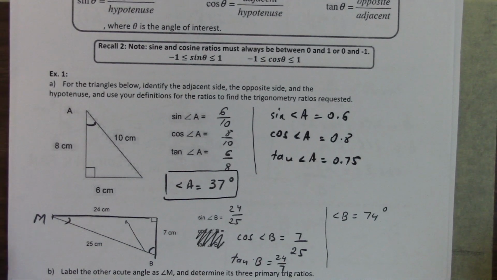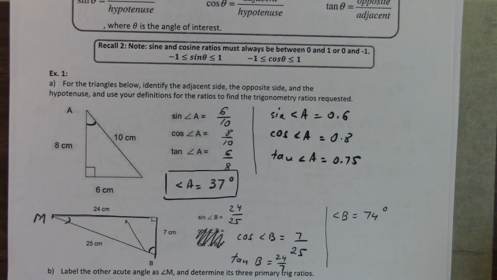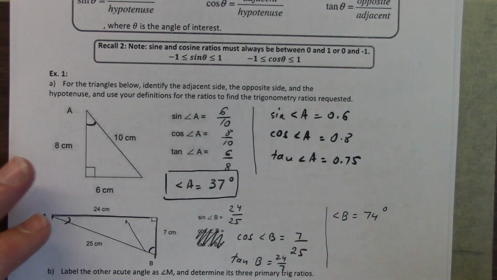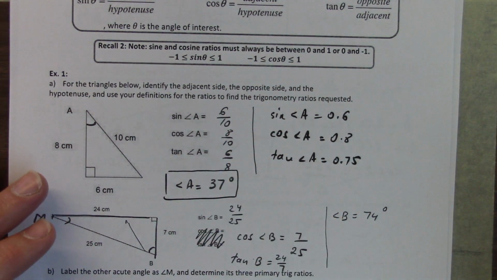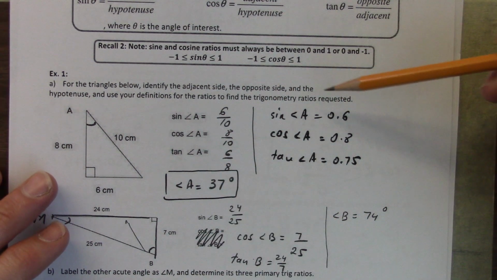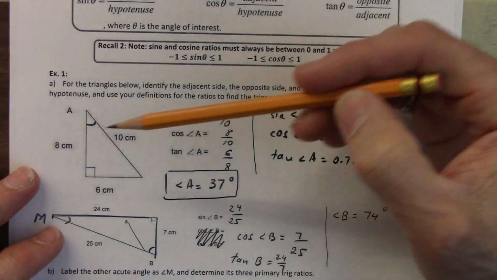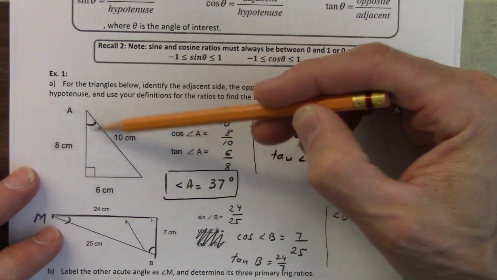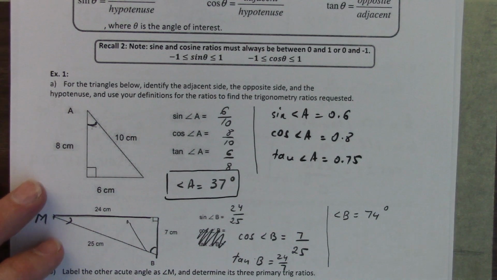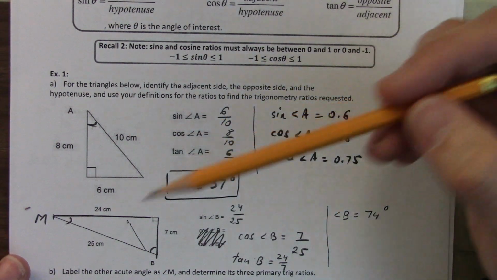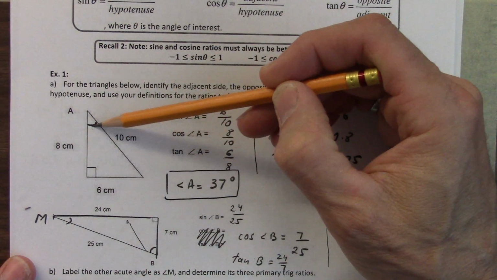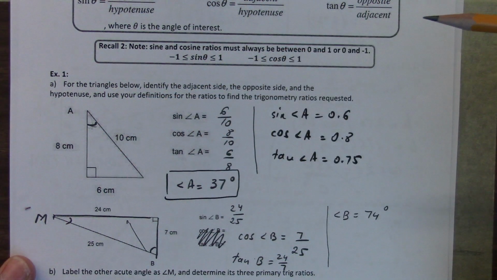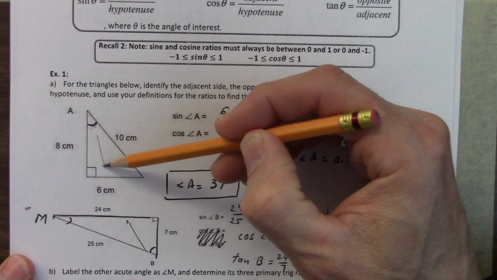Okay? For the triangles below, identify the adjacent side, the opposite side, and the hypotenuse, and use your definitions for the ratios to find the trigonometry ratios requested. So, to find the sides of the angle of interest, I would personally always start with the opposite. Because you find the angle of interest, that should be the first thing your eyes are looking at, and then you're going to go to the opposite side.